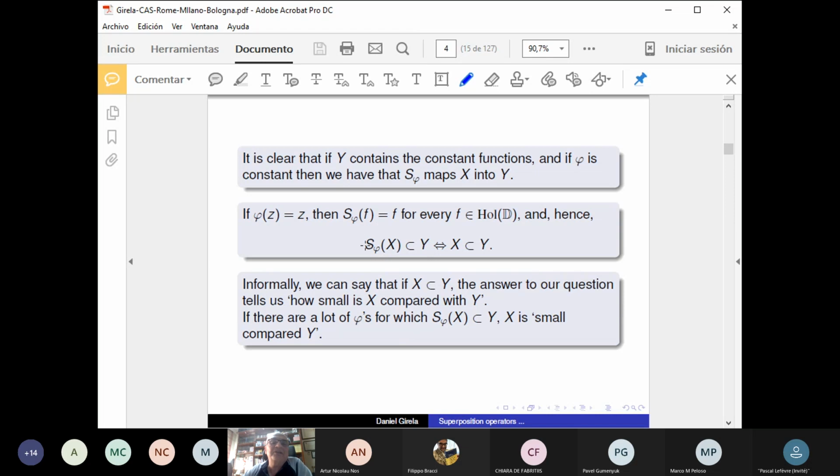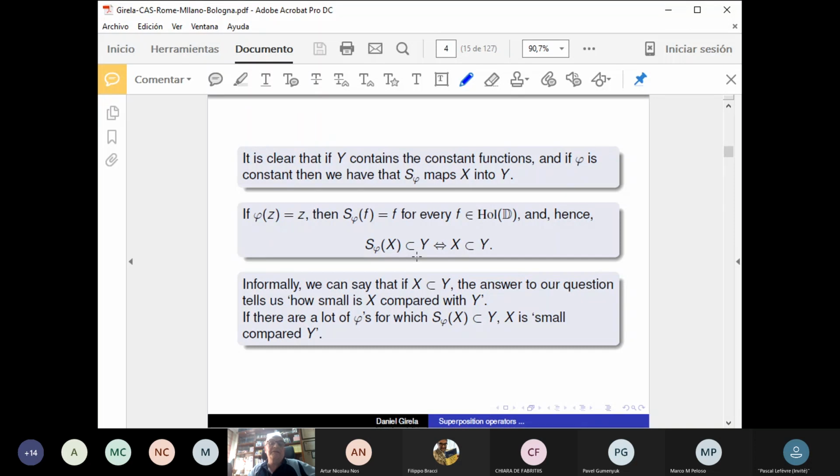Let me introduce a notation. When this happens, when S phi of X is included in Y, we usually say that phi acts from X into Y by superposition. So in some transparencies ahead, I will use this notation. When S phi of X is inside Y, usually we say that phi acts from X into Y by superposition.